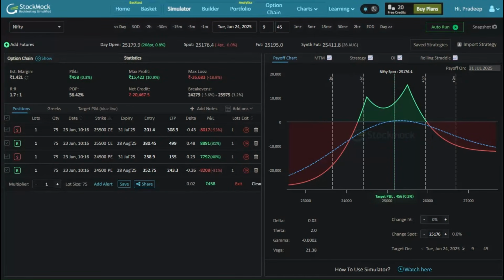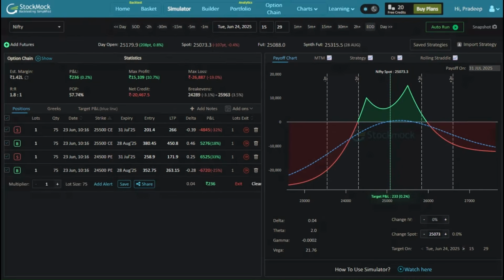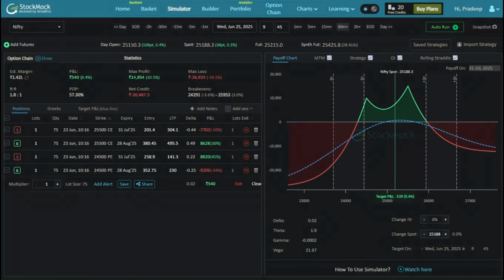Let us see when the adjustment will be required, or if adjustment is not required and I am able to achieve my 1.5%, I will not do the adjustment. Again, I'll go to end of the day. Market is still within that profitable range. I am still making some 0.2% profit, which is okay. Again, I will do it by 30 minutes. Market is still within range.